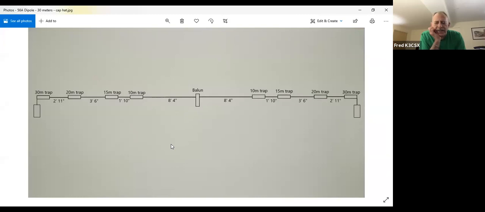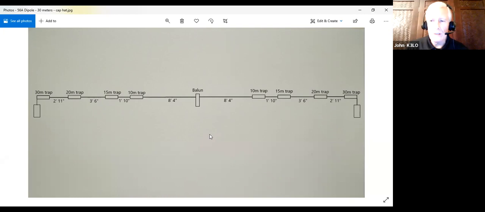The way a trap dipole works is I have a balun in the center, and then the 10 meter traps are here. The 10 meter traps are parallel resonant circuits at 10 meters, which is a very high impedance. So if you put 10 meter radio frequency energy into this, it can travel out to the 10 meter trap and it can't go any further. So each leg of the dipole between the balun and the 10 meter trap is 8 feet 4 inches. That's a full size 10 meter antenna.